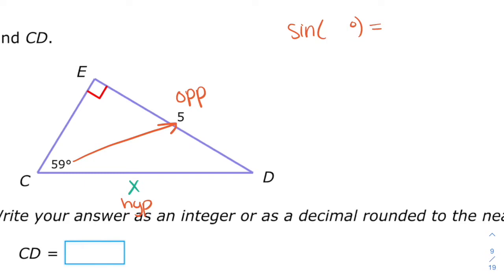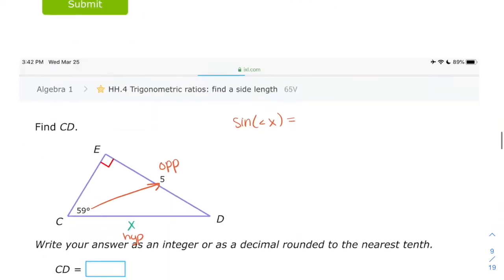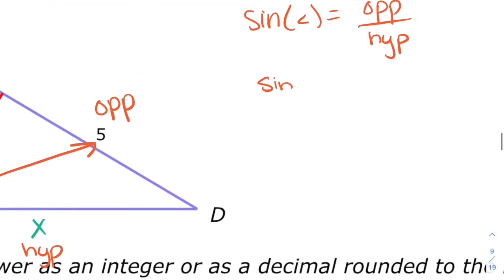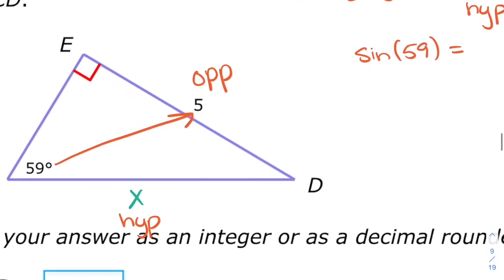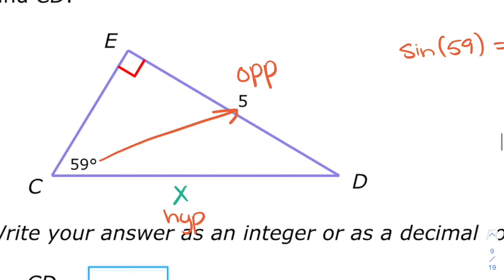Wait, let me do general. Sine of angle C, sine of, I do above. I want to be consistent. Sine of my angle is equal to the opposite over the hypotenuse. And that's what they gave me. They gave me the sine of angle C, which is 59 degrees, is equal to the opposite side, 5, over the hypotenuse side, x, because the adjacent side wasn't used at all.